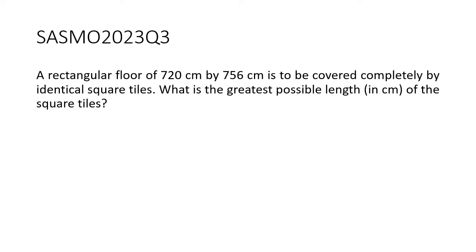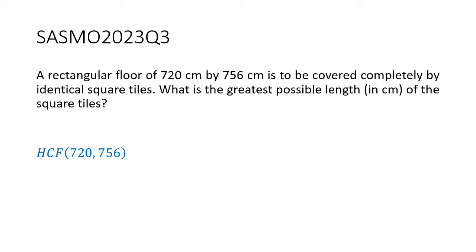Going to the crux of this problem, we're actually just trying to find the highest common factor of 720 and 756. Why is this so? Because this square tile, the dimension has to divide both 720 and 756. 1 is a number that clearly divides both numbers, but we want the greatest possible length, so it has to be the highest common factor.